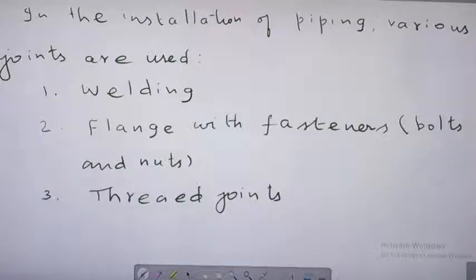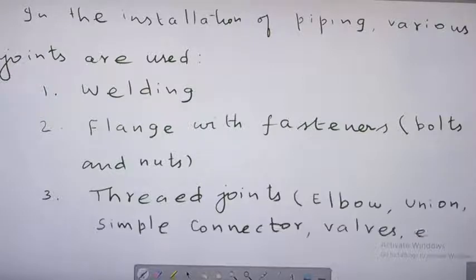As I have shown, there are threaded joints which I have shown: connector, elbow, T joint, union. These are coming under threaded joints, etc.